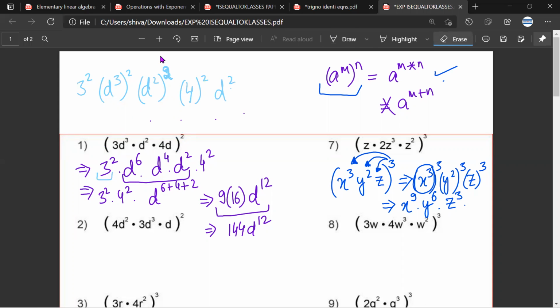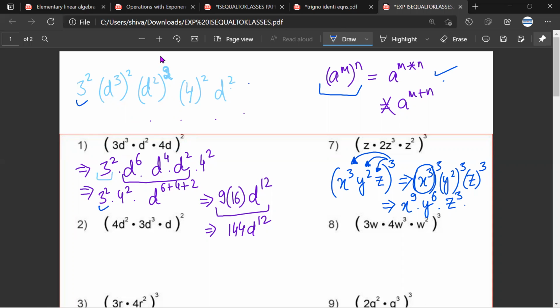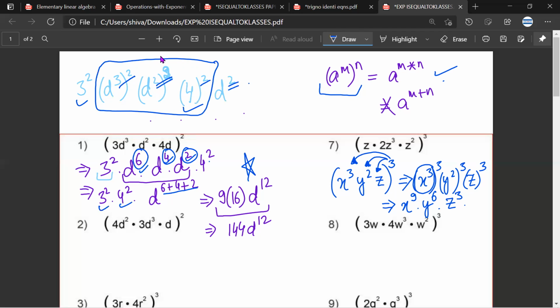Mr. Sarthak, any doubt? No, sir. So this is my 3 square. This is my 4 square. So now I need to deal with this. This will be equal to d6. This will be d4. This will be square and d power 6 plus 4 plus 2, which is this. Mr. Satya, any doubt? No, sir.